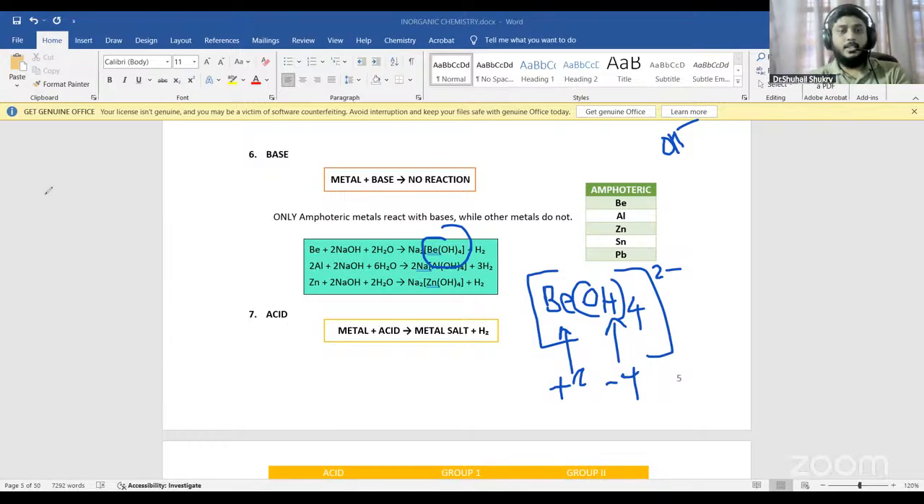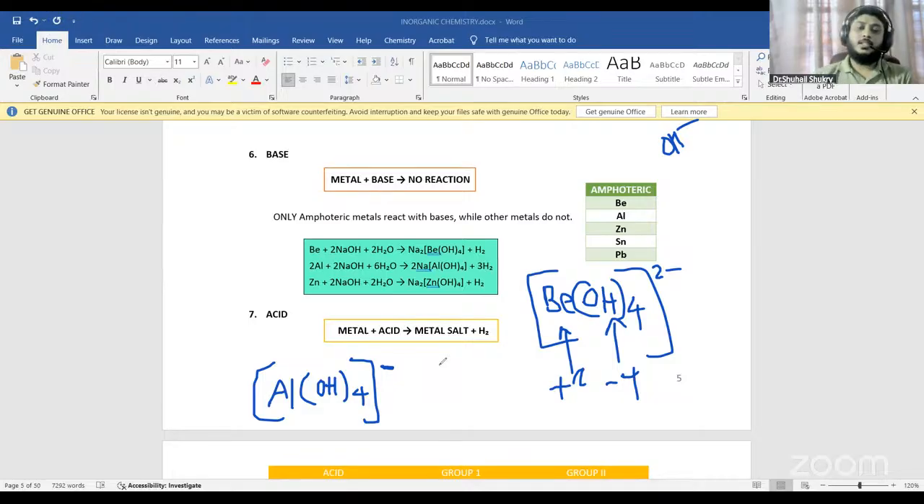Okay. Now see this for aluminium. Now aluminium, you can see AlOH4. Here Al is there, here OH is there, and 4 is there. And we can put a minus here. AlOH4 minus. Right?